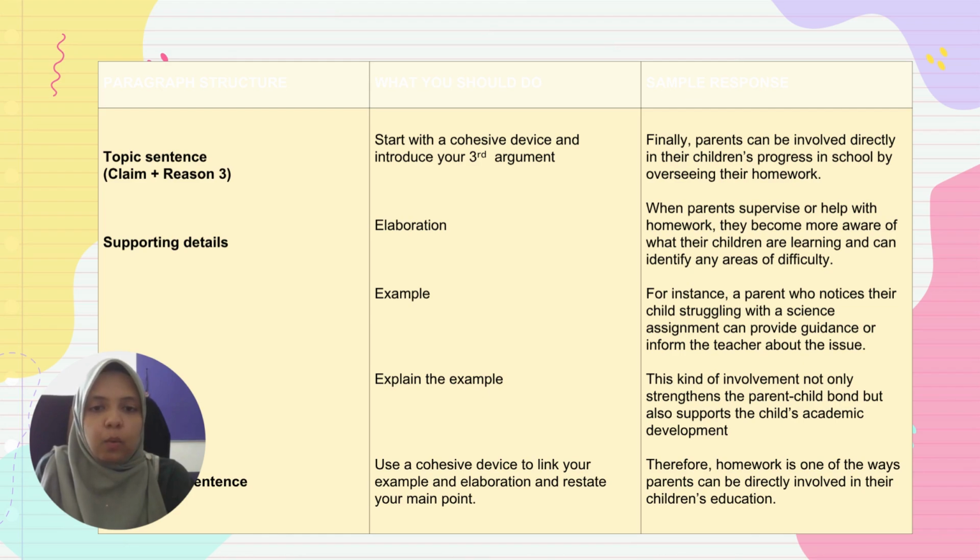You are further explaining your topic sentence. All right. Once you are done with the explanation, now give a clear example for the topic sentence. For instance, a parent who notices their child struggling with a science assignment can provide guidance or inform the teacher about the issue. So this is an example which relates to parents' involvement. All right. And the last sentence, you need to close the body paragraph with a concluding sentence. Therefore, homework is one of the ways parents can be directly involved with their children in their academic studies, which means you are restating your main points. All right, so this will be the process or steps for body paragraph.